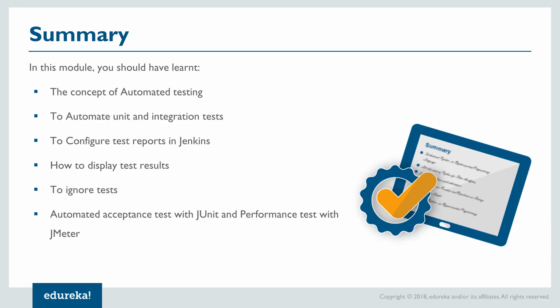So we have come to an end of this module, and what we have learned so far is the concept of automated testing. We spoke about automated unit and integration testing, spoke about test reports in Jenkins, then we spoke about how to display the test results, to ignore the tests. Finally, we spoke about two tools called JUnit and JMeter. So JUnit we used for acceptance testing, and JMeter we used for performance testing.